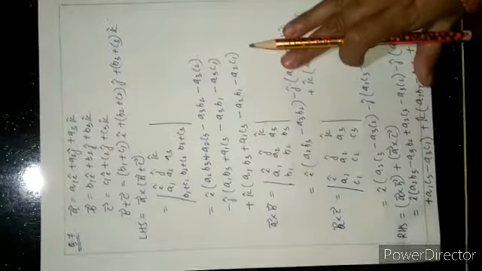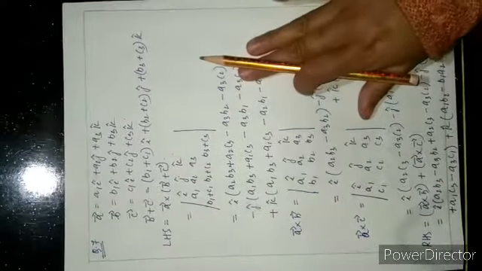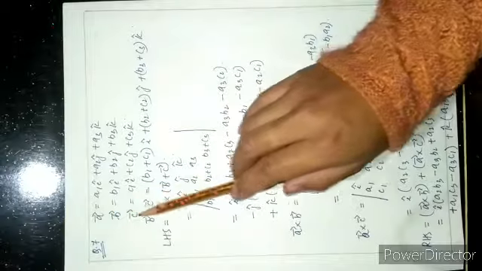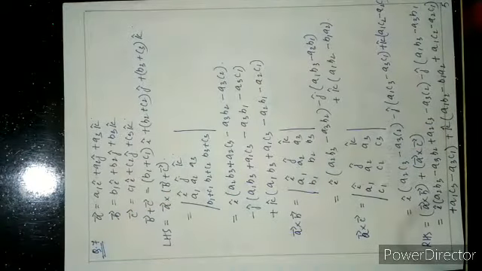Question number 7. Here we have three vectors, a vector, b vector and c vector. Components of A are A1, A2, A3. Components of B are B1, B2, B3. Components of C are C1, C2 and C3.